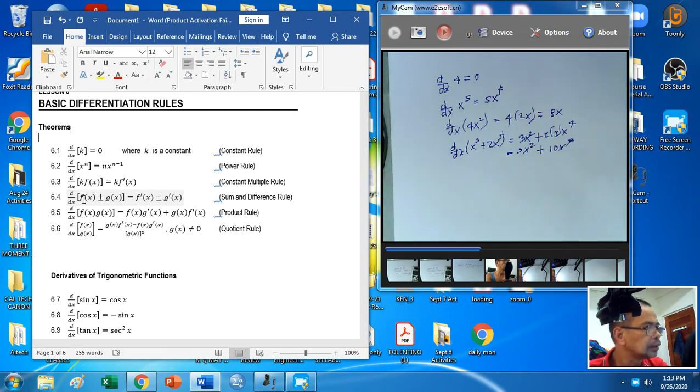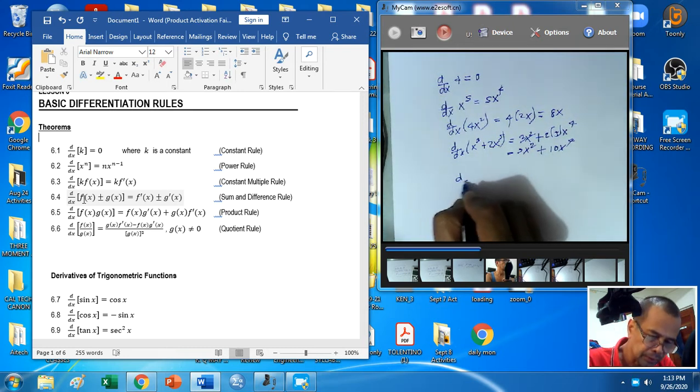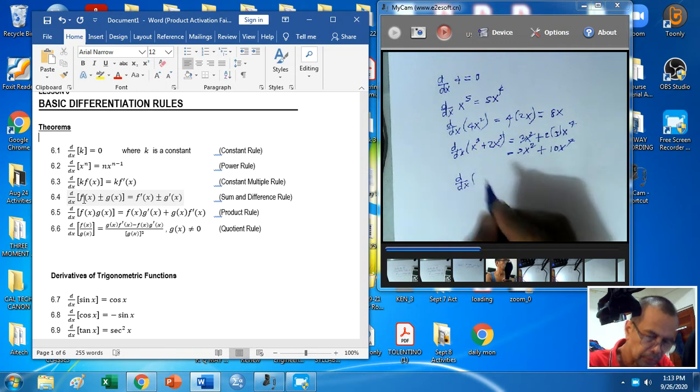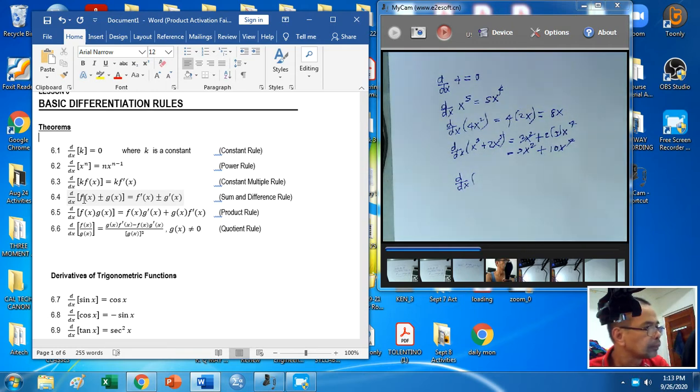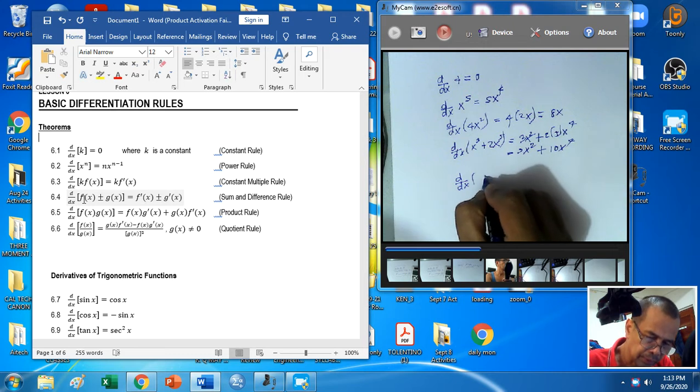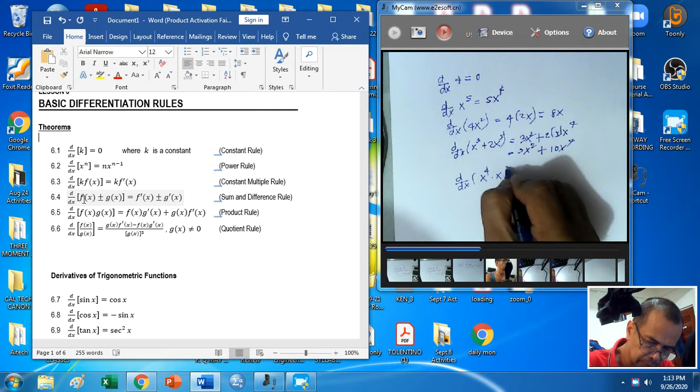Okay, next is the derivative. Of course, kung minus yan, hindi minus lang din yan. The derivative of a product now. Okay, the derivative of a product. So, let's have x to the 4th times x to the 5th.